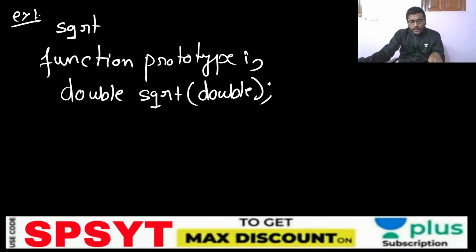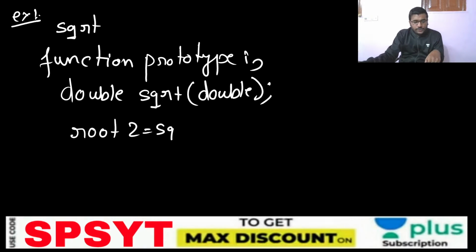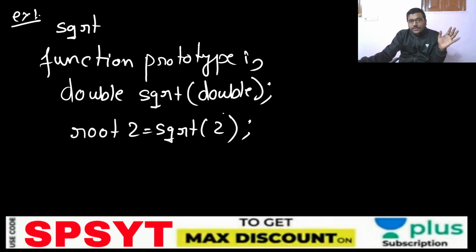So whenever you are calling this function on some number, like square root of 2, it will convert this 2 into double. It will convert this 2 to double because its prototype inside the header file, math.h, is declared with double. Okay, is it clear?